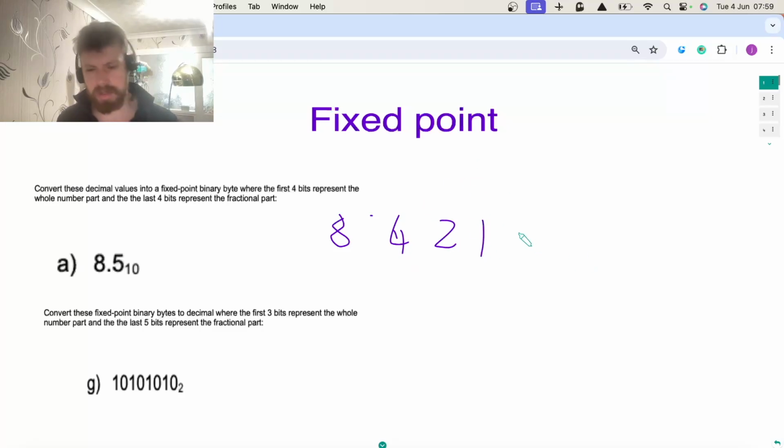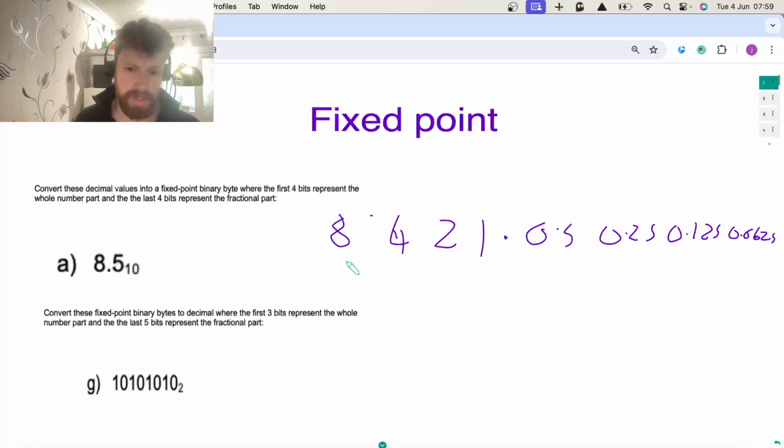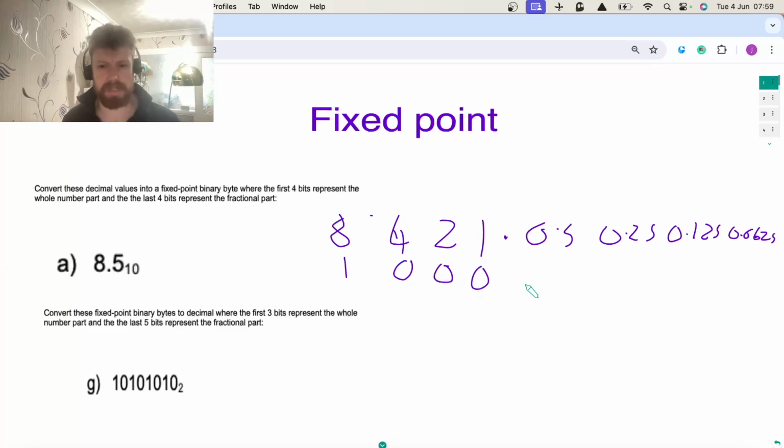Here it's got a decimal, so I'm going to put a decimal point there, and then we put 0.5, 0.25, 0.125, and it does say 4 bits, even though we're not going to use it, but it would be 0.0625. Now you just do your normal binary conversion, so it's going to be 1 for the 8, so that's 8, and then the decimal part is going to be 1 0 0 0, and that's how you convert it. If you need to do subtractions, that's absolutely fine, but that's how you do that, people.